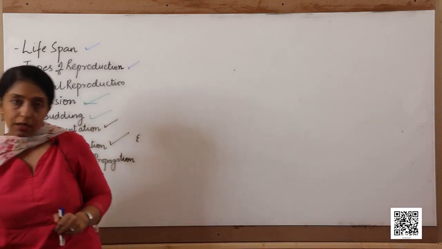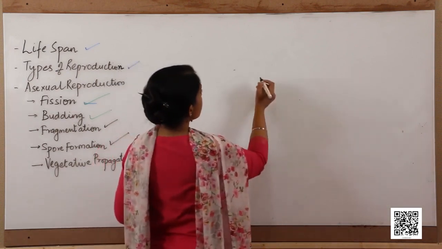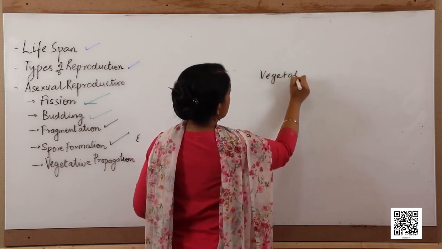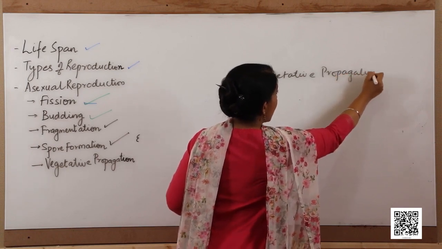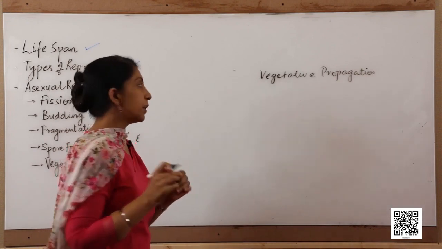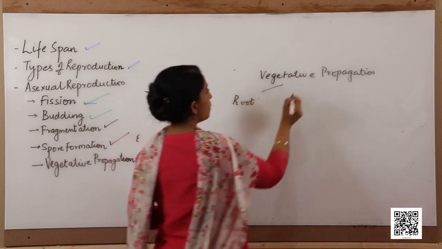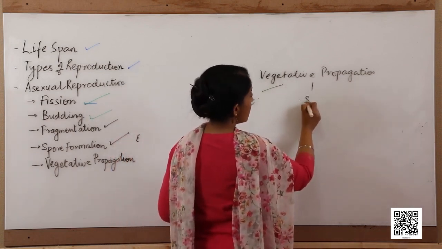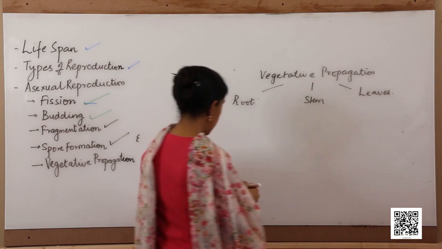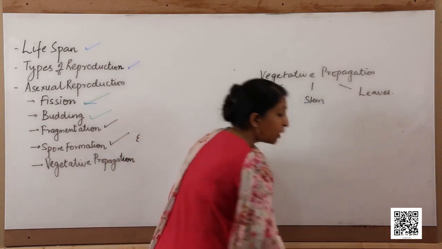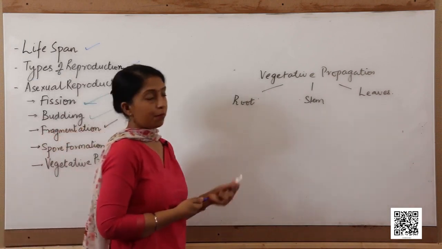As we discussed earlier, vegetative propagation is a process in which a plant part, a fragment or a portion of the plant part, acts as a propagule. Now this portion can be either from the root of the plant, from the stem, or from the leaves. Depending upon which part of the plant acts as a propagule, different plants have different modes of vegetative propagation.